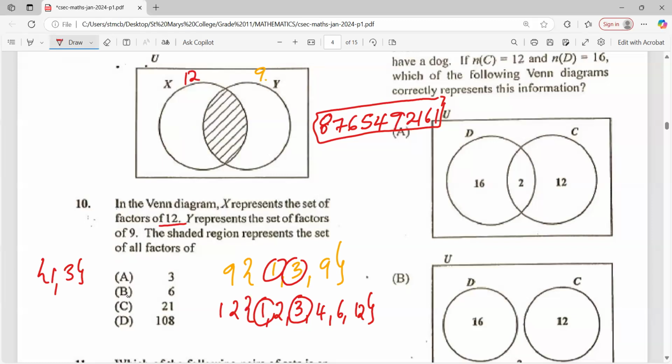And it says the shaded region represents the set of factors of. Now 1 and 3 are factors of 3. Very nice question, to test your prime number skills, factors, and all of these. Very good. So number 10 would have been A.